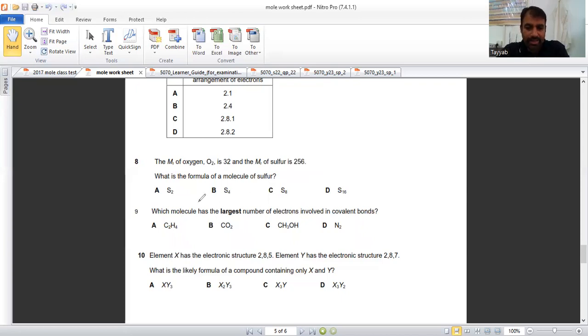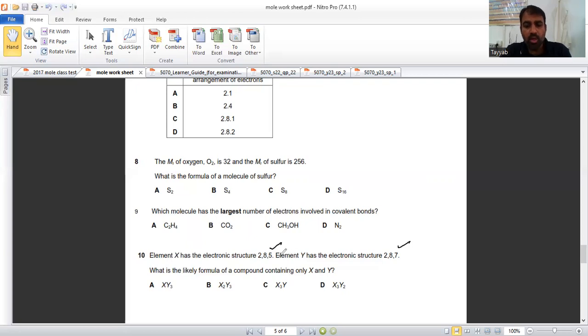Next, element X has the electronic structure. From the electronic configuration, how can you determine the molecular formula or the empirical formula of the compound? X has 5 electrons in its outer shell. Y has 7 electrons in its outer shell. So if he asks what type of bond they will form, they will form a covalent bond. This is a covalent compound, a covalent molecule, not an ionic compound.